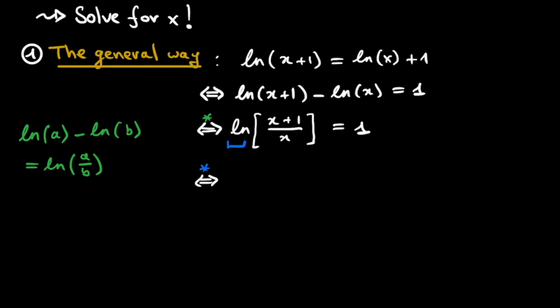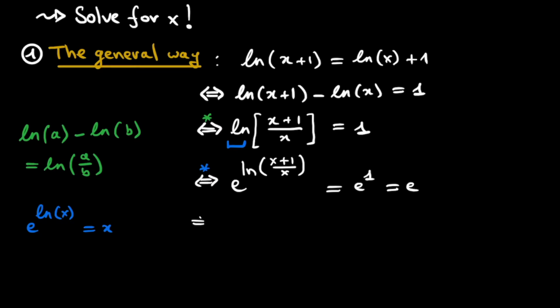And for this, we're going to use the following property, namely that e to the power of the logarithm of x is simply x. Therefore, in this step, we are going to exponentiate both sides of this equality sign. And we know that by exponentiating both sides, the equality sign still holds true. So we get e to the power of the logarithm of x plus 1 divided by x is equal to e to the power of 1. And we know e to the power of 1 is simply e.